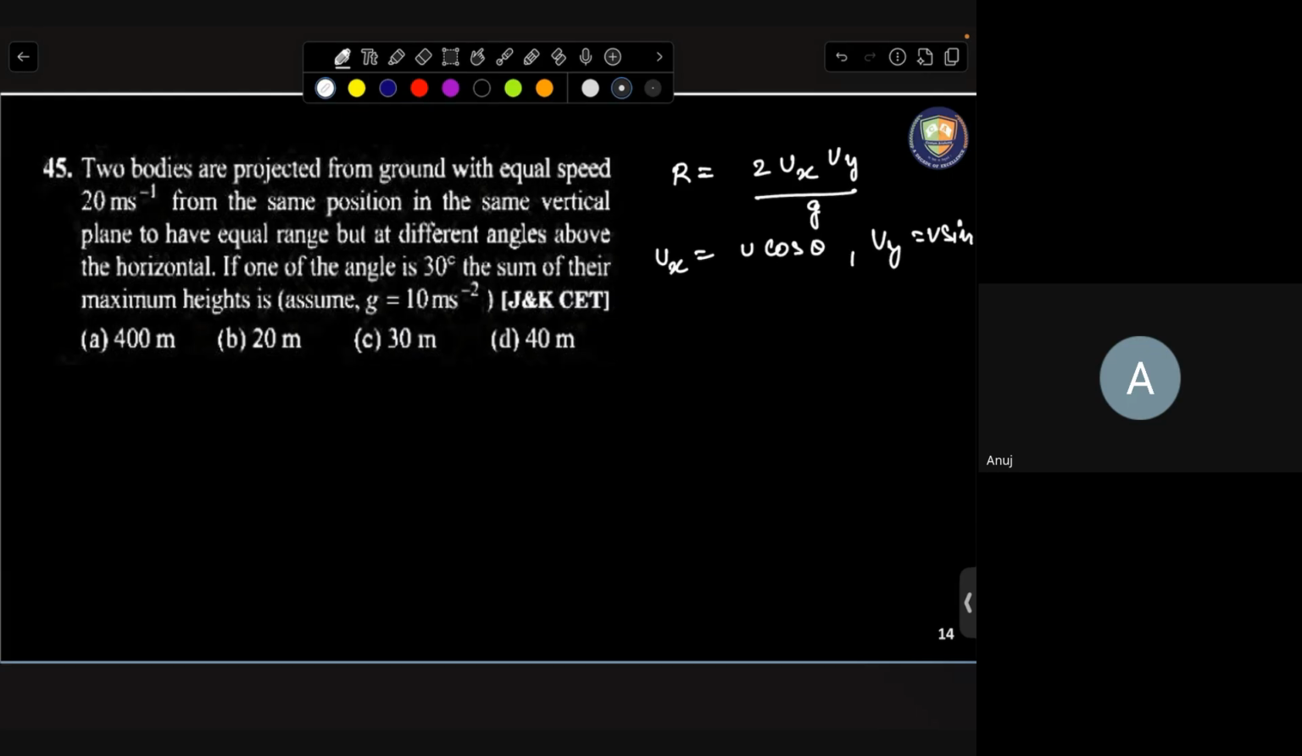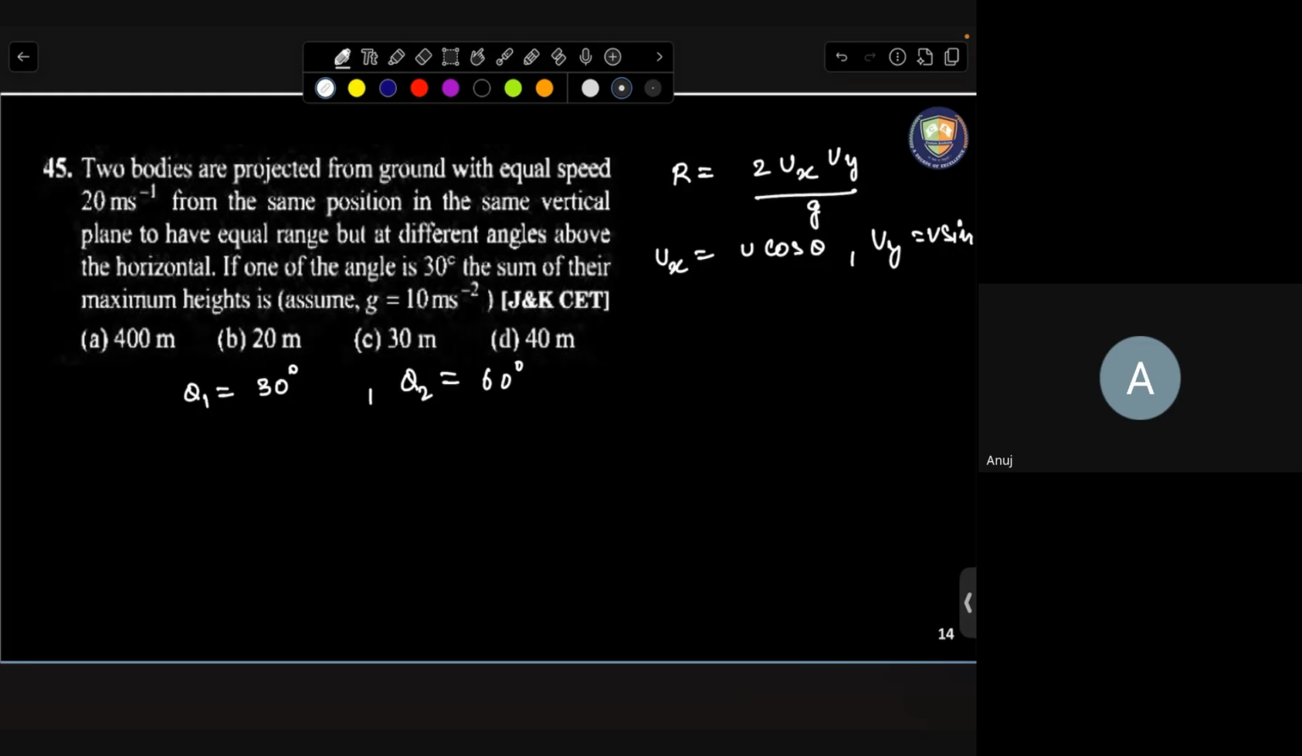So if you look carefully in the two situations, if you want the range to be the same, someone is saying B. Yeah, B is correct. Very good. So by seeing the question itself, I think you might have seen that theta 1 is 30 degrees and theta 2 is 60 degrees, because they are complementary angles. Okay, because sine 30 is 1 by 2, cos 60 is 1 by 2.